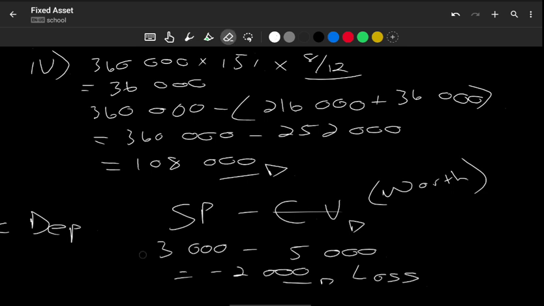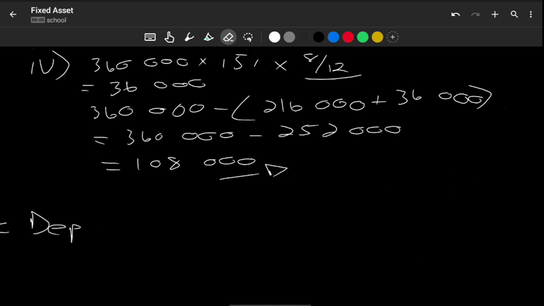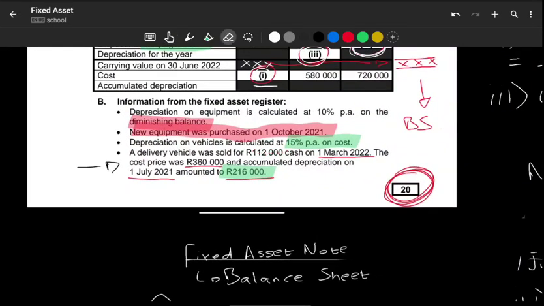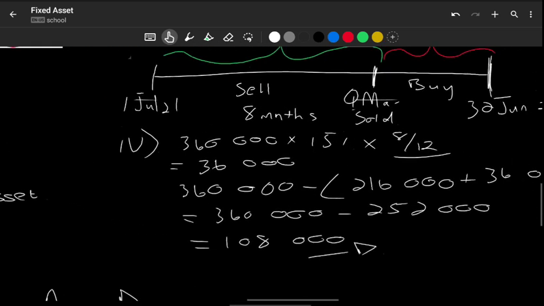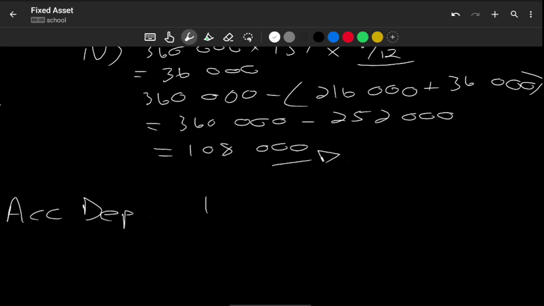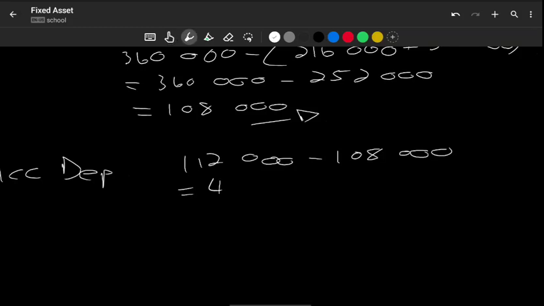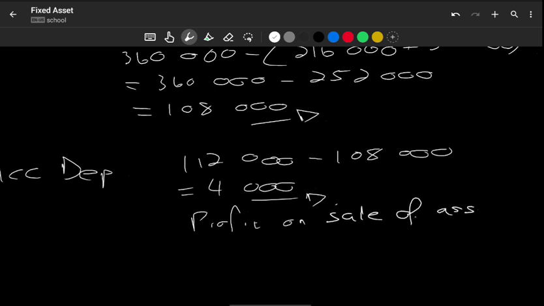You with me? Now, knowing what we know now, let us calculate the profit or loss that we could have made on this. Remember this information I said you should forget? Now let's use it. The vehicle was sold for 112,000. So we said selling price 112,000 minus carrying value 108,000. Is it 112 or 122? 112, right? So we get a positive amount of 4,000. This means that the company made a profit on the sale of asset. You put this in your income statement, you put it under other operating income, and you get your marks there, right?